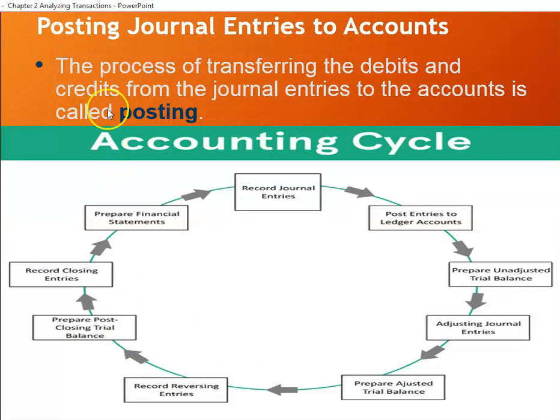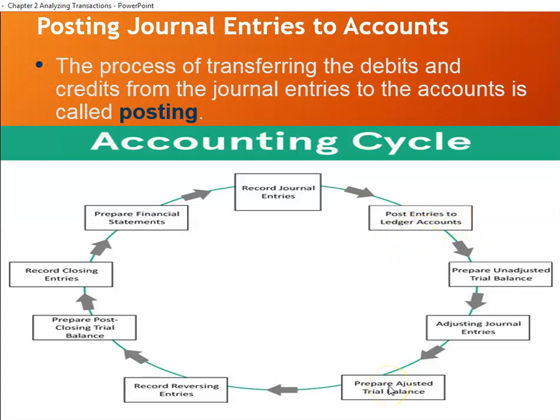So we've looked at this slide before, and it says posting journal entries to accounts. It says the process of transferring the debits and credits from the journal entries to the accounts is called posting. So the first thing that we would have done actually is to analyze a business transaction. Then we would record these journal entries and then we will post them. Now I want you to understand, if you're wondering, okay, well, what's the difference between recording a journal entry and posting entries to the ledger?